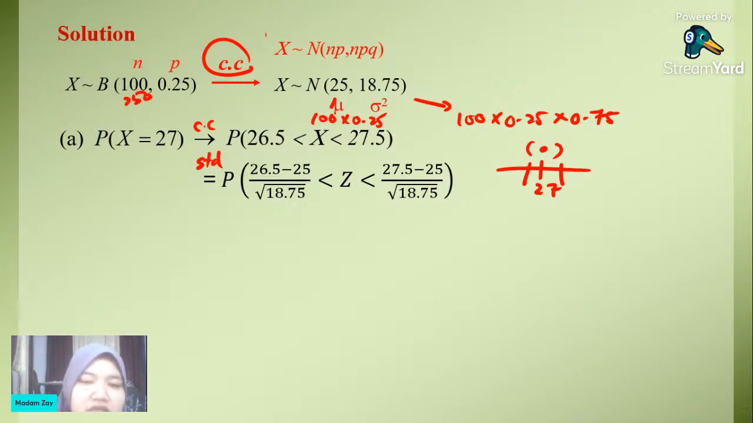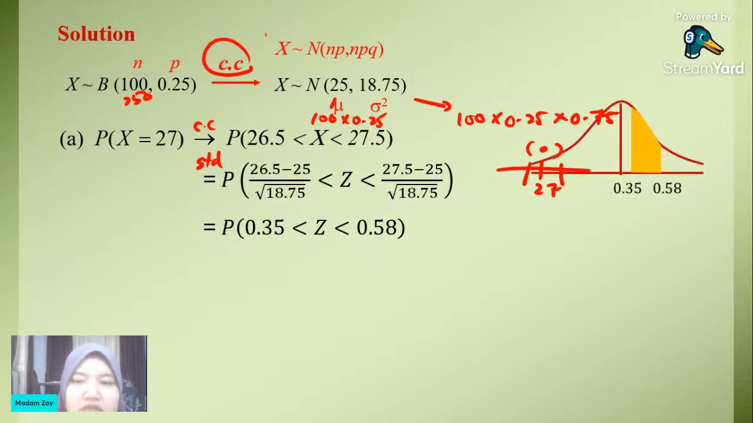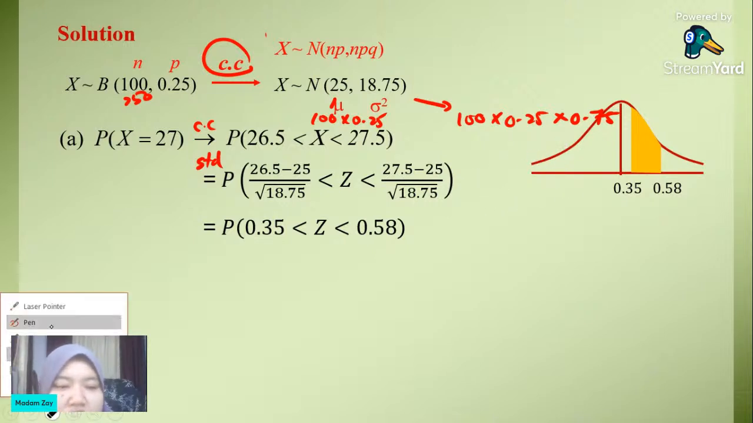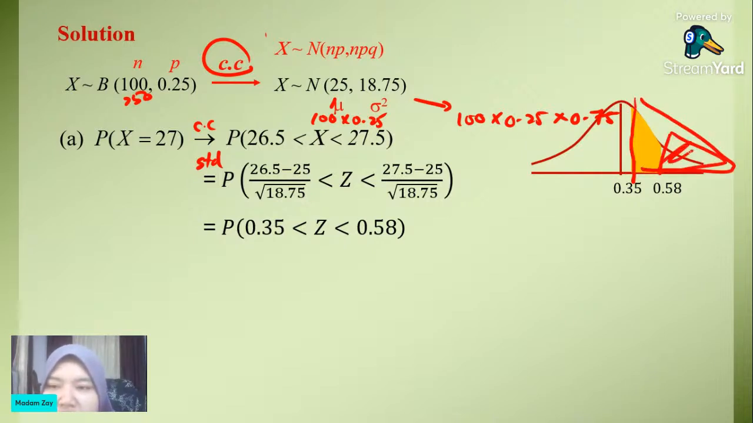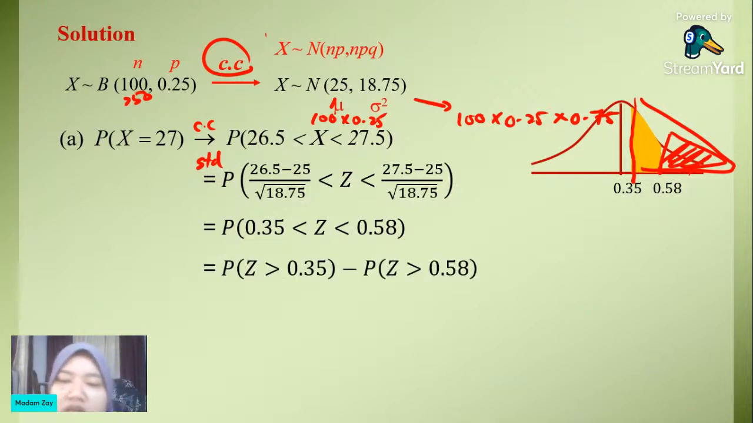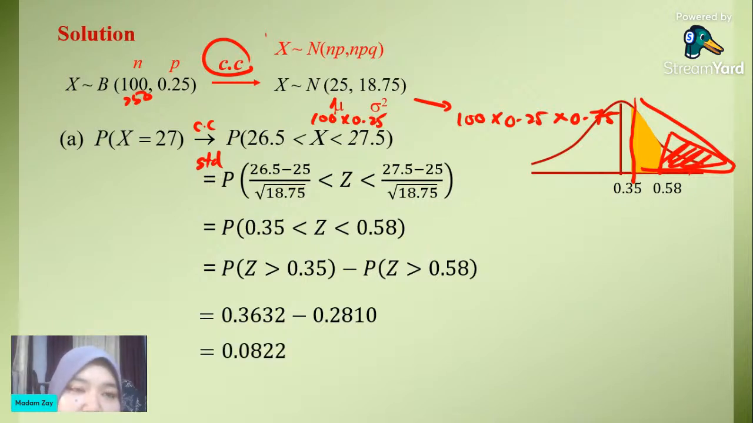Now we can have the value of z, which is z between 0.35 and 0.58. And then to solve for this one, both are on the right side of 0. So after we sketch the graph, we can see that both are on the right side of 0. So if both are on the right side of 0, we need to take the bigger triangle to subtract the smaller triangle. So the bigger triangle is probability of z more than 0.35 minus probability of z more than 0.58. So we have the value from the table. We substitute the value and subtract it, and then we have the answer, which is equal to 0.0822. Okay, so this is for question A.